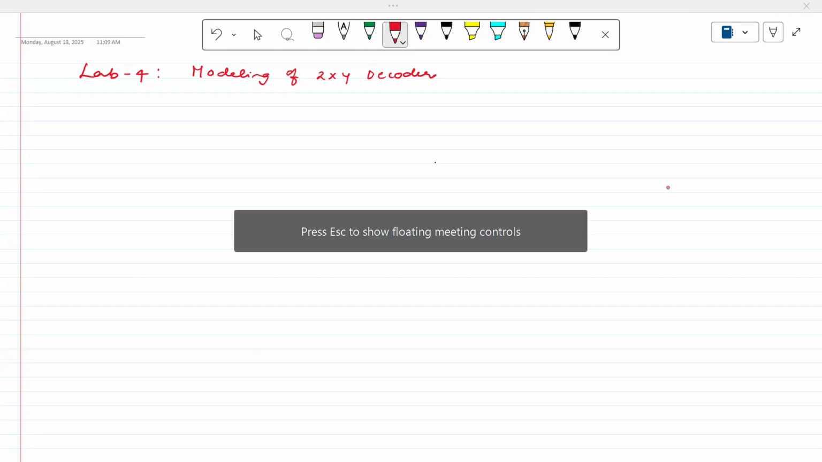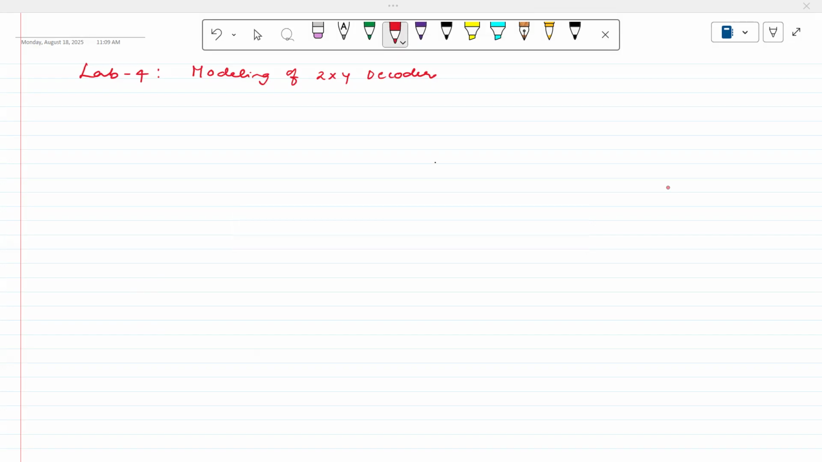Okay. What we know about the 2x4 decoder, we have seen in the second year DLD course, right? So what we have learned about the 2x4 decoder. My voice is not clear. Okay. Right. What is the 2x4 decoder? What is the functionality of the 2x4 decoder?